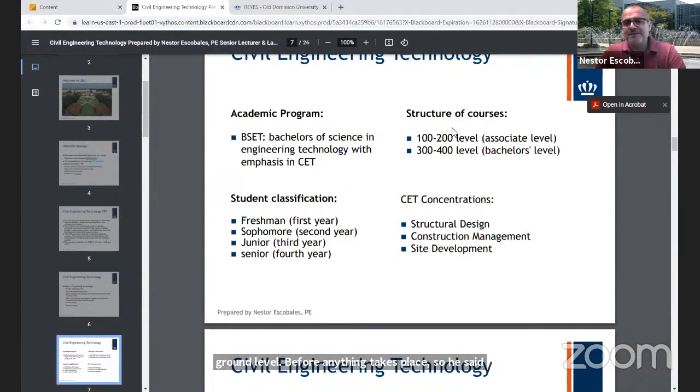So it's a very important aspect. It's a very important engineer. And so we all complement each other. We all need from each other. So that, in a sense, covers what we can offer here in civil engineering technology.